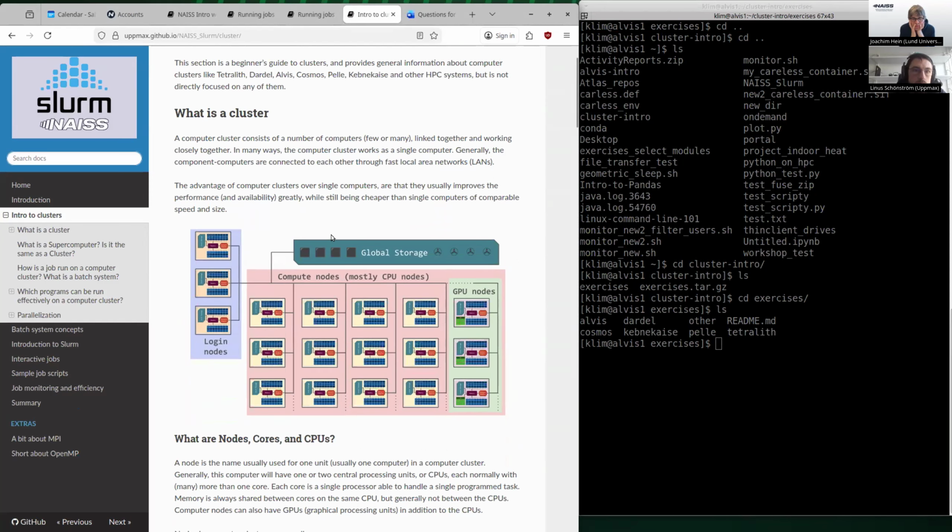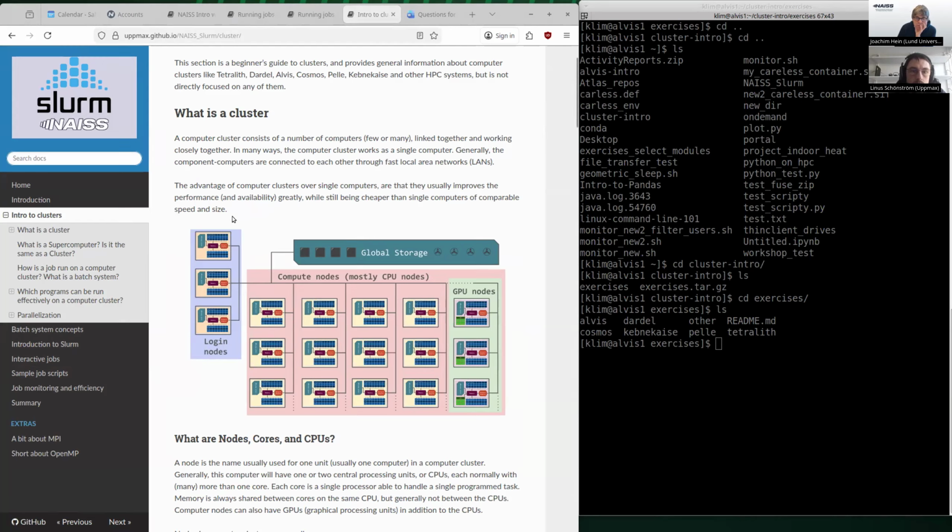Simply, a cluster is a group of computers. They are working together as one team or a single computer, and they are connected through a fast local area network, which is LAN. In this case, we are improving the performance and the availability. So it becomes more powerful to use this group of computers.